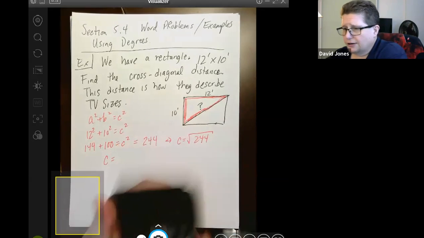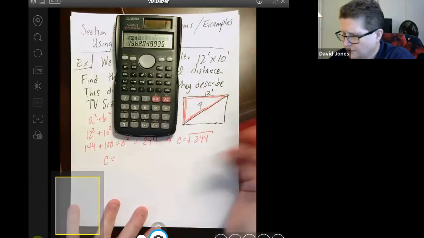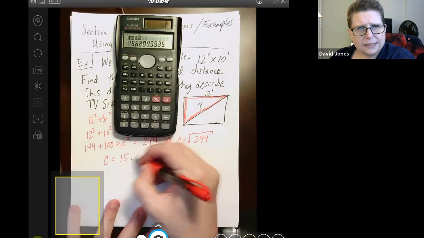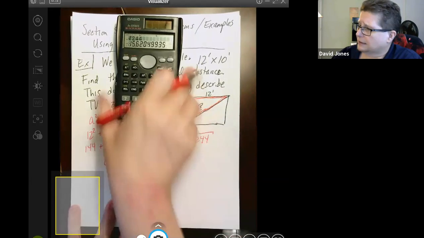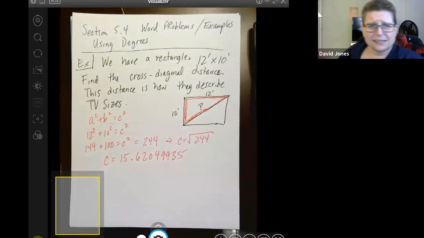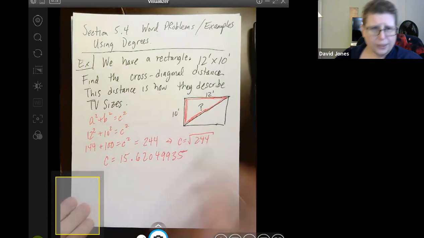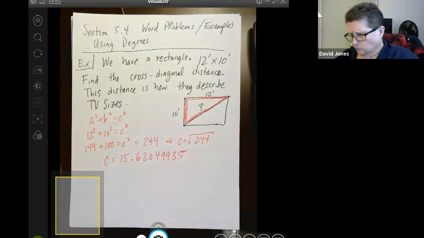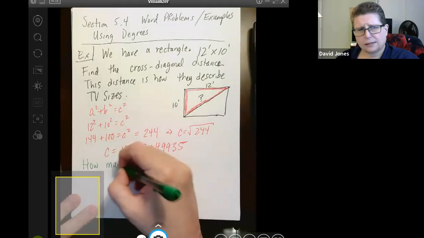And my calculator is showing all this. 15.62049935. That's a lot of numbers. And I bet if I multiply by like a million, it'll show me all the next few numbers. So that leads me to a question. How many digits should I include?